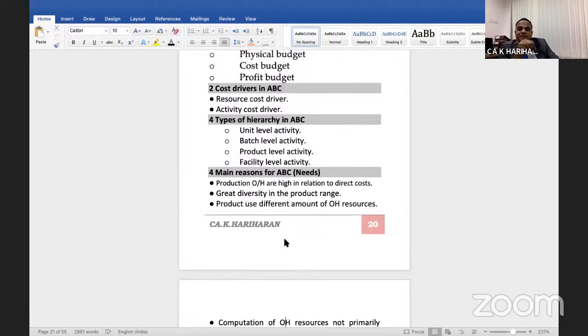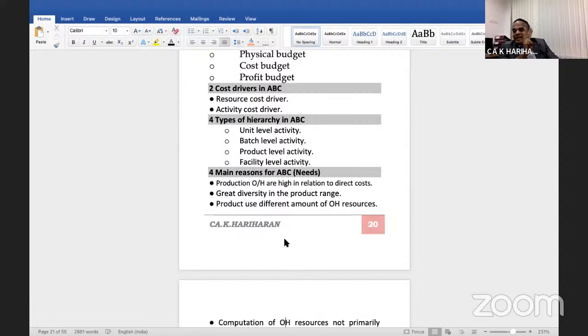How many types of activities are there? Four types of activities. The four types of activities are also called the hierarchy in cost, ABC. What are all the four types of activities in ABC? Unit level activity, batch level activity, product level activity, and facility level activity.